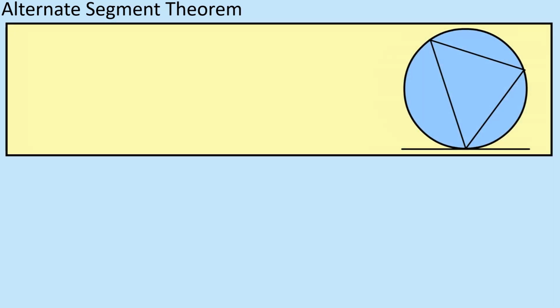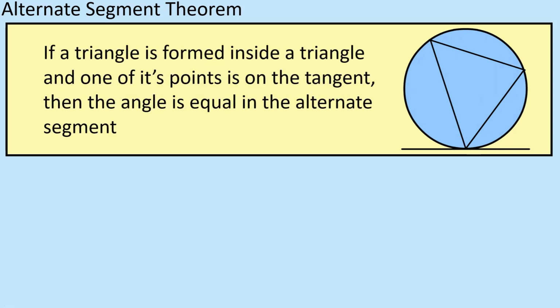Right, finally, alternate segment theorem. So it looks like a windsurfer. That's how I recognize it. But what you've got is a tangent, and then from that tangent, you've got essentially a triangle built from there. In terms of the wording, and this is the bit that I think people find a bit more confusing: if a triangle is formed inside a circle, and one of its points is on the tangent, then the angle is equal to the alternate segment. If that makes any sense at all.